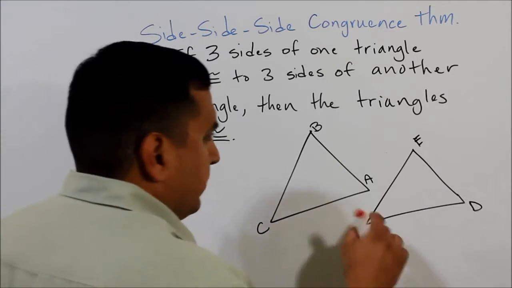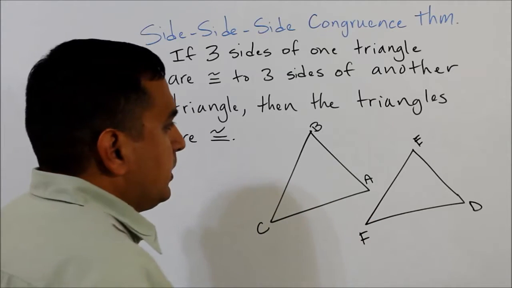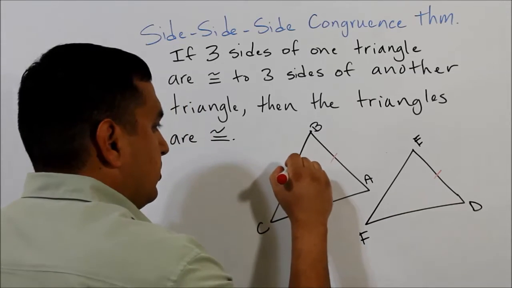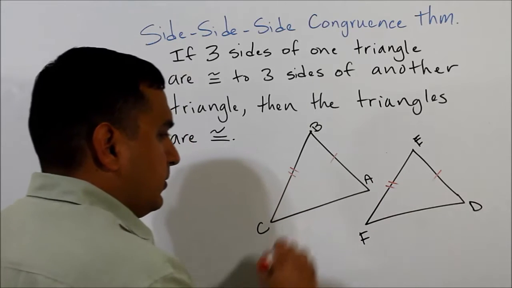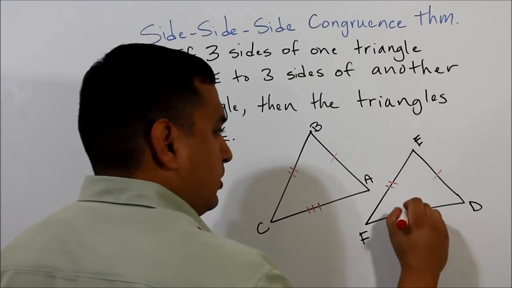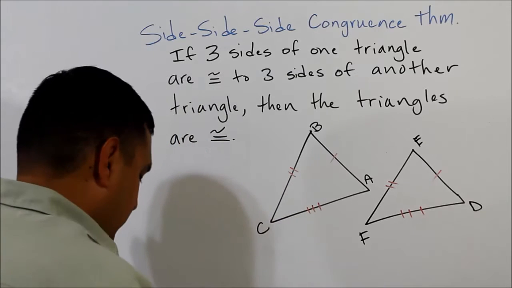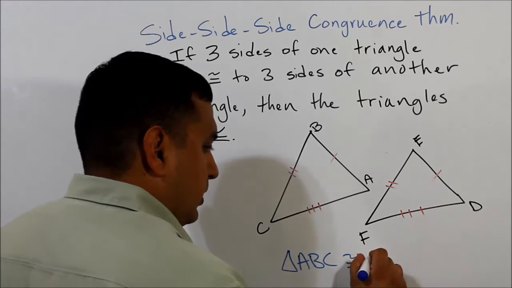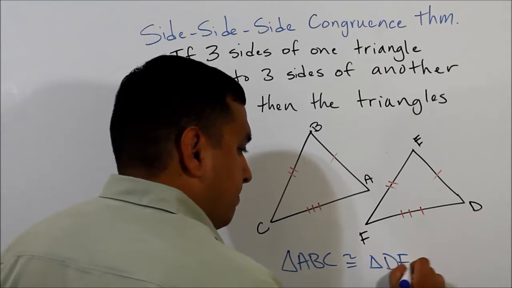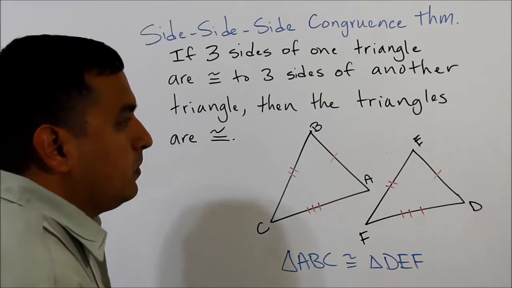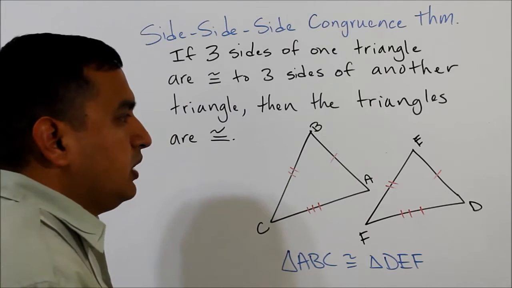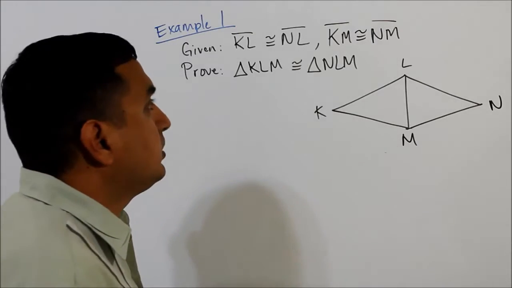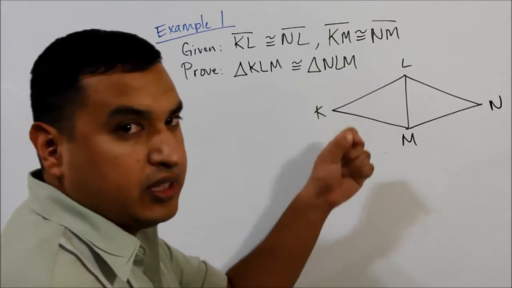So if we have my two triangles ABC and triangle DEF, if I know that segment AB is congruent to segment DE, and I know segment BC is congruent to segment EF, and segment AC is congruent to segment DF, then that means that triangle ABC is congruent to triangle DEF, and again, I don't have to know anything about the angles, I just need to have three pairs of corresponding sides that are congruent.